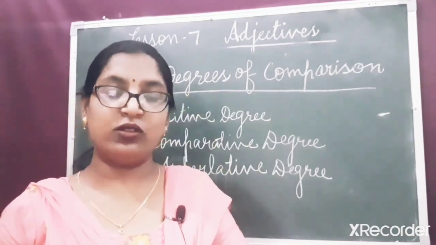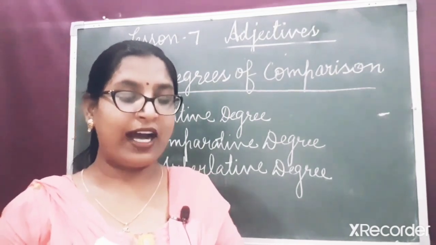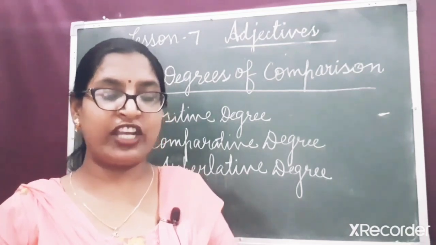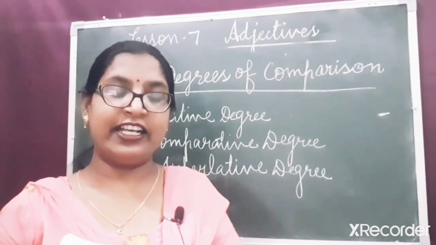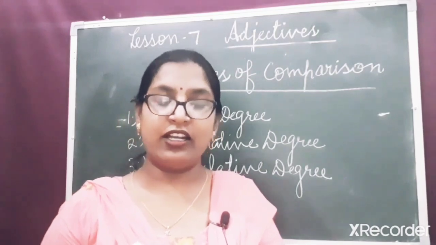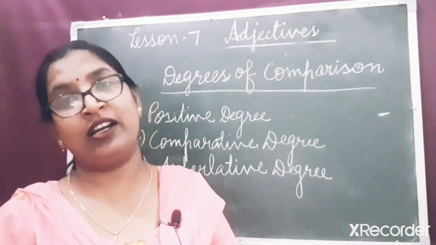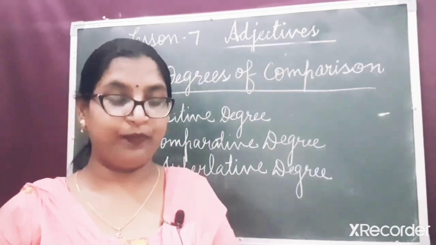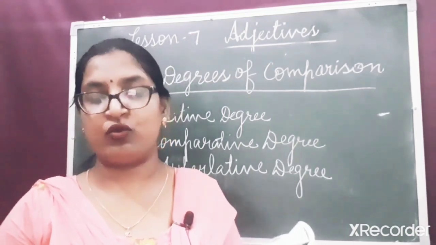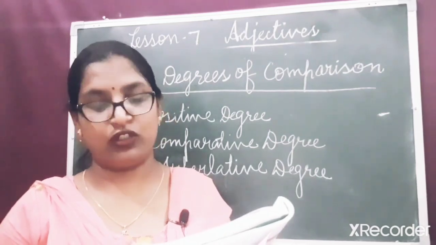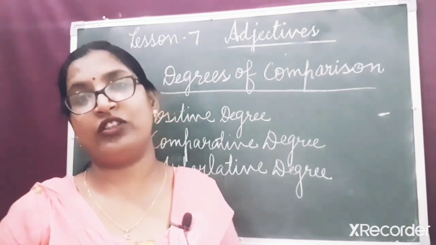Bad, worse, worst. Far, farther, furthest, to show the distance. See the change in the spelling. For distance, F-A-R-T-H-E-R, farther, is the spelling for comparative. And to show the position, F-U-R-T-H-E-R, further is the comparative form. Little, less, least. Many, more, most. With countable nouns we use many, more, most. Much, more, most for uncountable nouns.